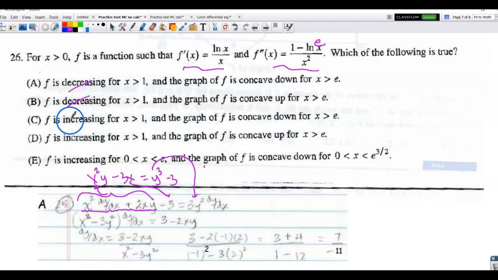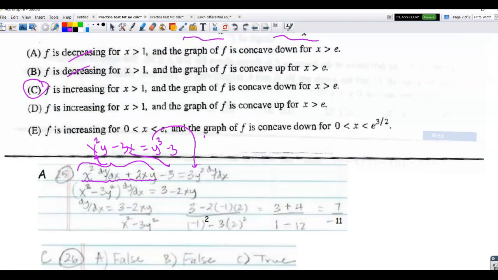So let me look carefully. f is increasing and concave down, which is C, and I don't need to read anything else because I have my answer.